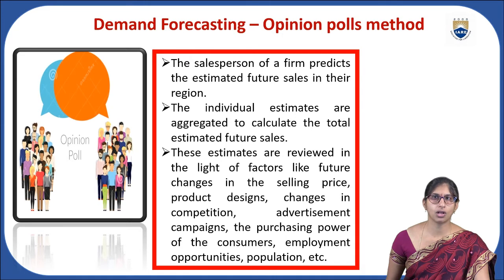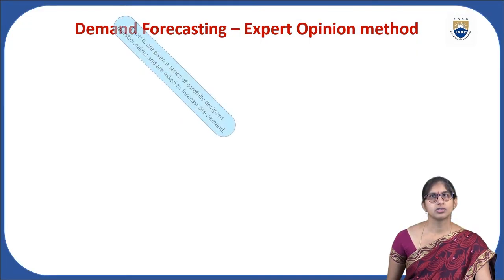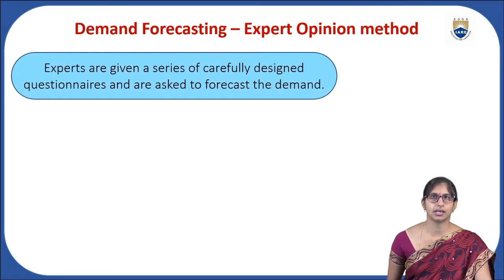What is the purchasing power of the customer? Based on all these factors, a salesperson is going to estimate and predict the demand for the product, and in turn gives the estimate to the manufacturer. So the next one is the expert opinion method.